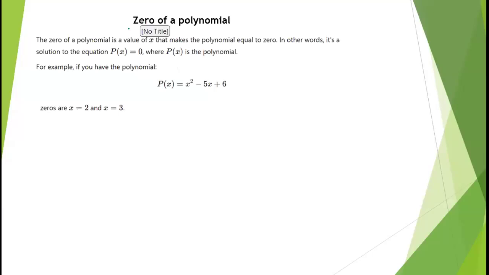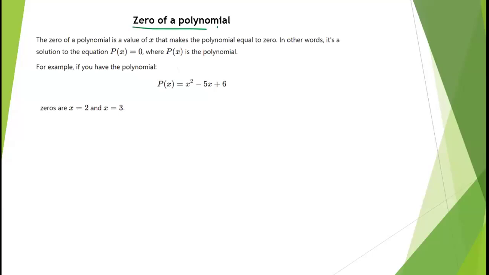Hello students. In part 1 of chapter polynomials, we have studied about the definition of the polynomial, about the degree of the polynomial, and about the type of polynomials based on degree and the number of terms. Today, we will learn about the zeros of the polynomial.